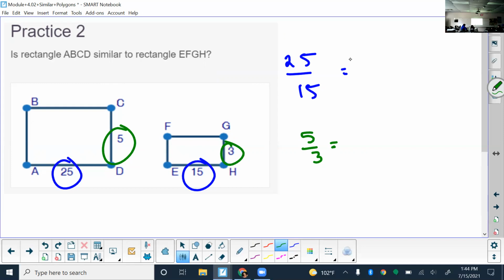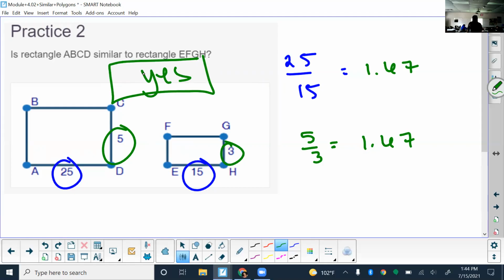All right, the top one rounds to about 1.67, and the bottom one, is it the same thing? Yes. So are these similar? All right, yes. Also, if you simplify this top fraction, it does simplify to 5/3. Questions? I know this one's a little bit easier. We kind of already covered it. All right, but just making those connections.